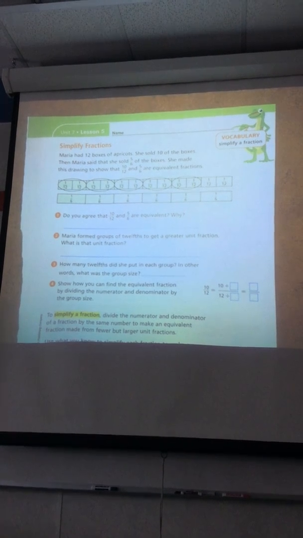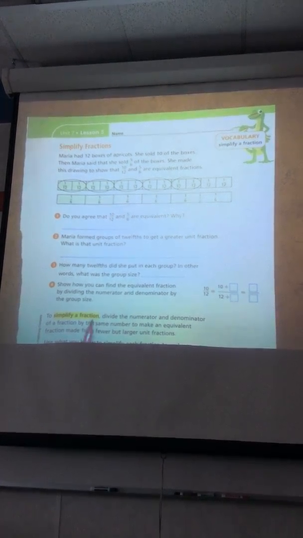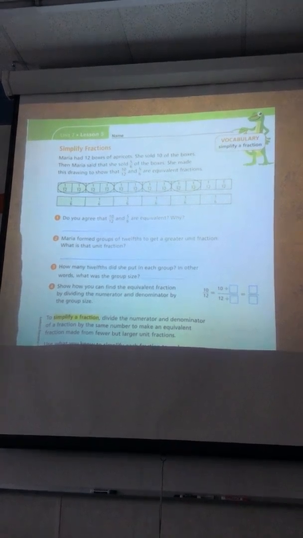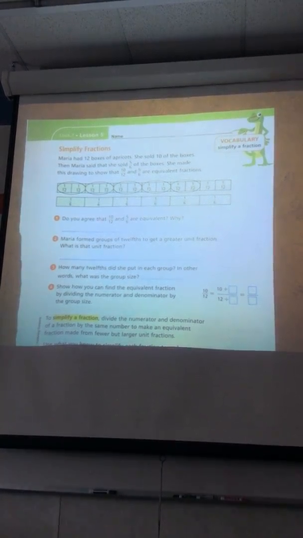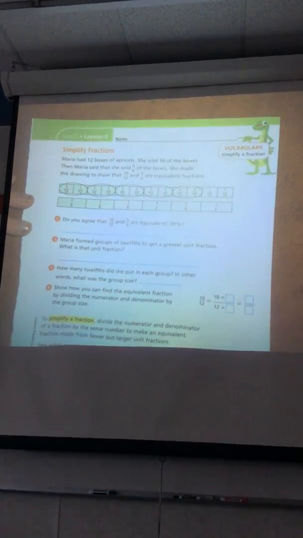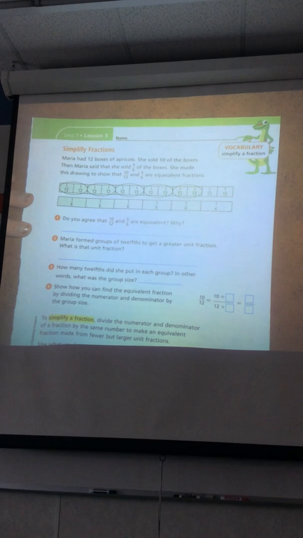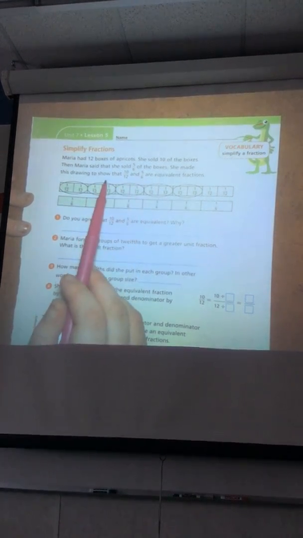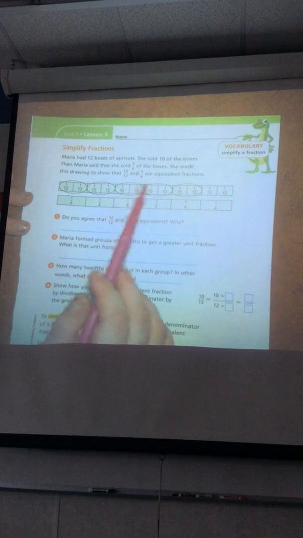Now, the way that we're going to do it with fractions and simplifying them is we're actually going to do division. So everything you're going to do today is all focused on division. Okay, so let's go ahead and look at what it says first. So it says, Maria had 12 boxes of apricots. She sold 10 of the boxes. Then Maria said that she sold 5/6 of the boxes. She made this drawing to show that 10/12 and 5/6 are equivalent fractions.